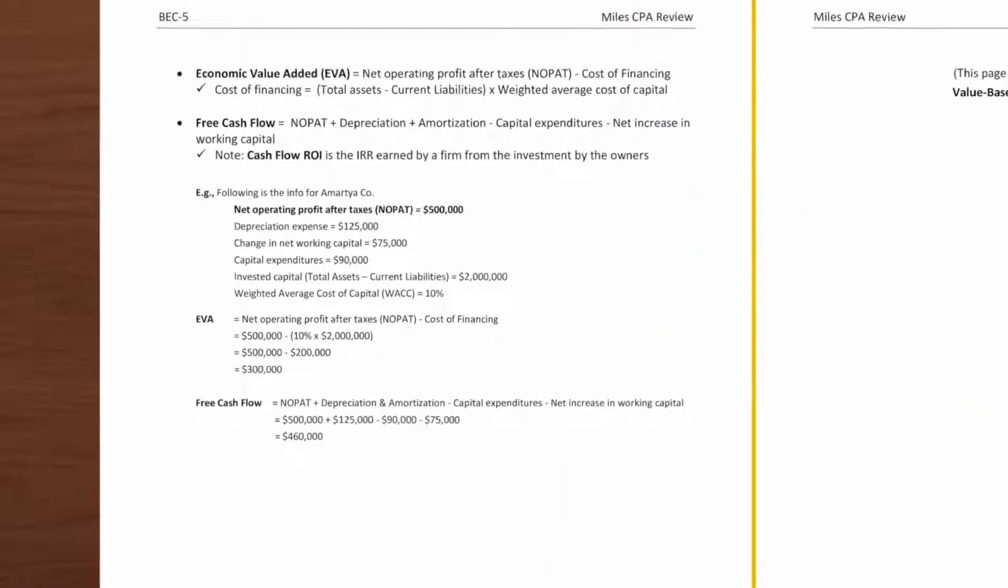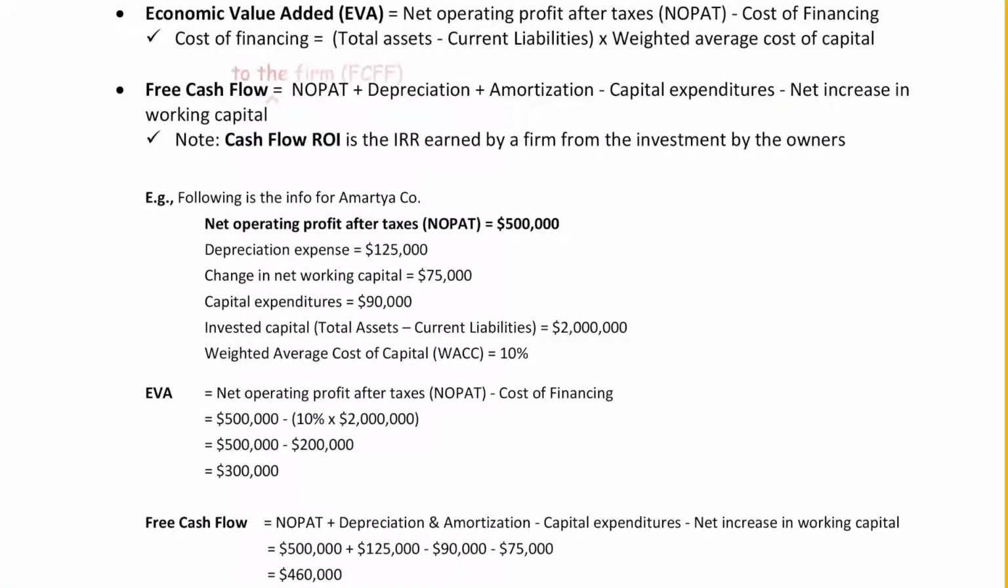Turn to page 8 where we have free cash flow, and right there, to the firm or FCFF, free cash flow to the firm, which is equal to net operating profit after taxes plus depreciation and amortization minus any capital expenditures and any increase in working capital. So put a bracket from net operating profit after taxes to depreciation and amortization, and right there, cash inflows. Draw a bracket from capital expenditures through net increase in working capital, and right there, cash outflows. So all the cash inflows to the firm minus the cash outflows, that gives us the free cash flow to the firm. And here we're talking about both equity as well as debt investors.